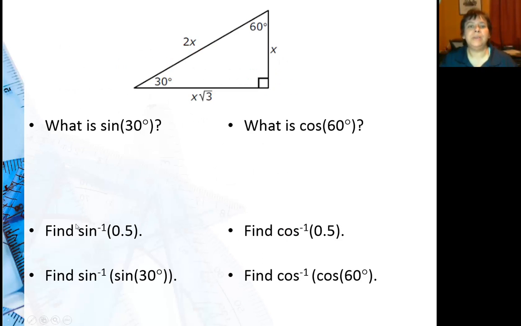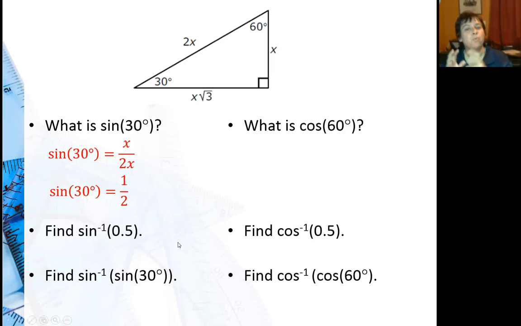So let's take a look here. What is sine of 30 degrees? So I've got my 30, 60, 90 triangle, and sine is opposite over hypotenuse, so it's going to be x over 2x. Well, that simplifies. x divided by x is 1, so it's 1/2. Now here's the interesting thing.